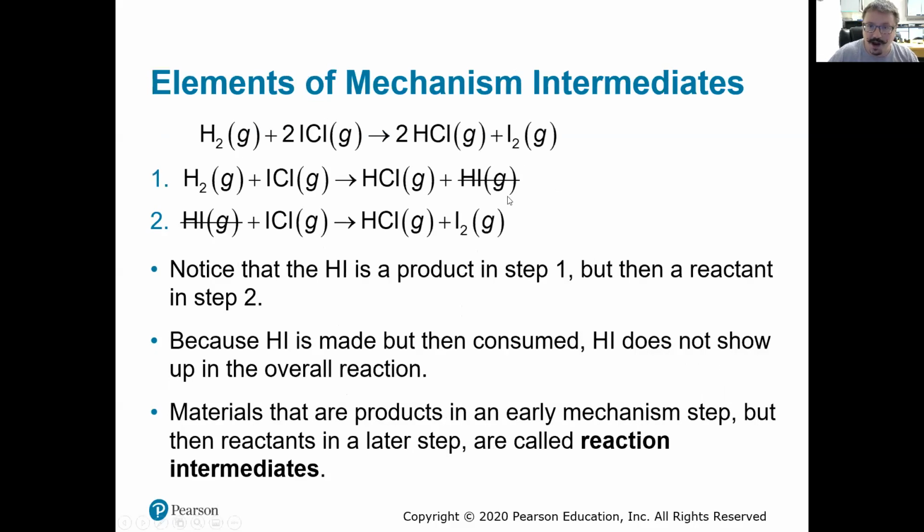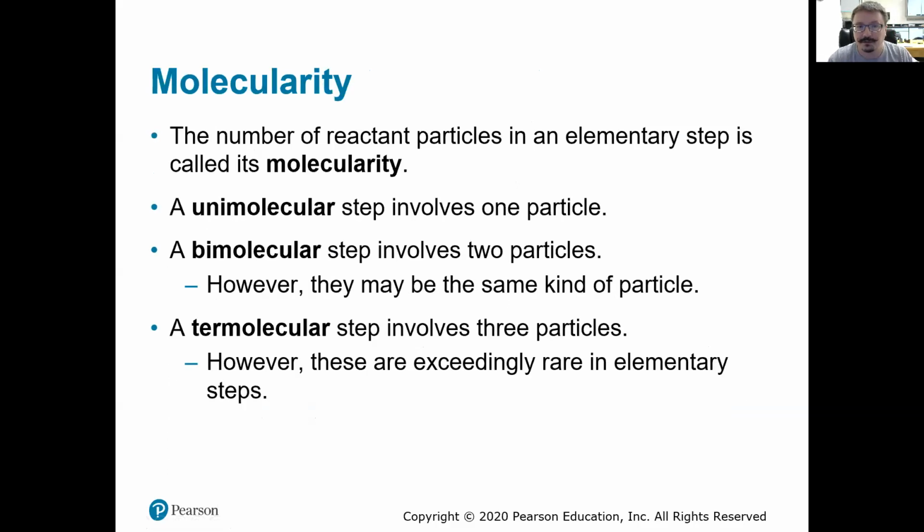So like I said, here we are adding them up, canceling these out. HI is a product in step 1, but it's used up in step 2. So that's what we would call, like I said, an intermediate. And lots of different reactions have intermediates. Knowing what that intermediate is, like I said, will allow us to potentially affect or speed up this reaction. And this will also allow us to verify what is the overall rate for this reaction.